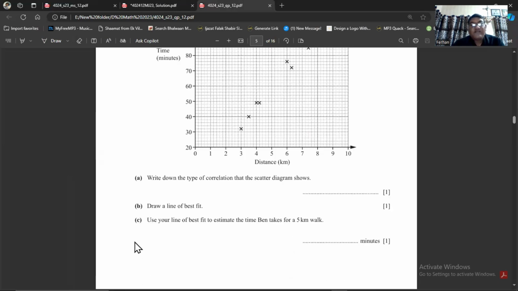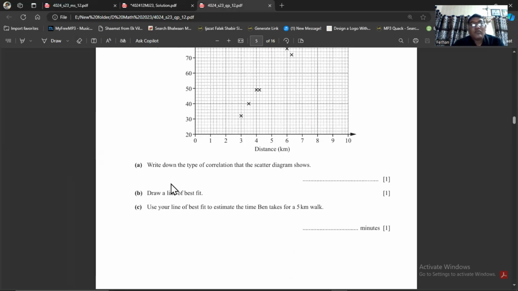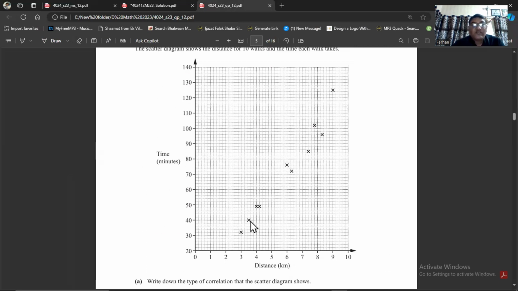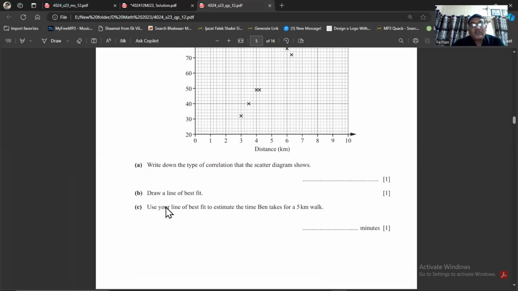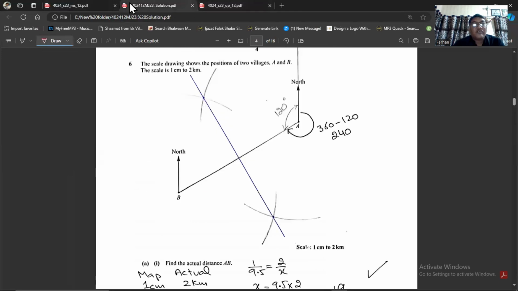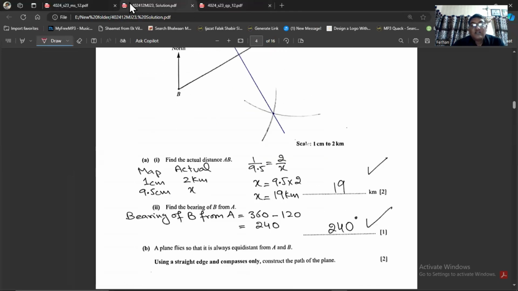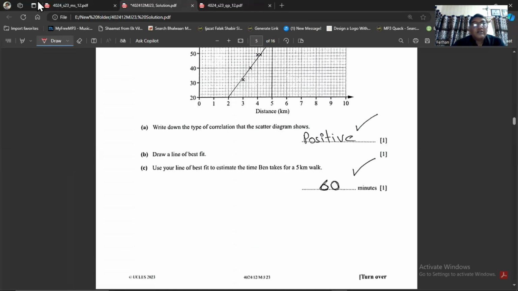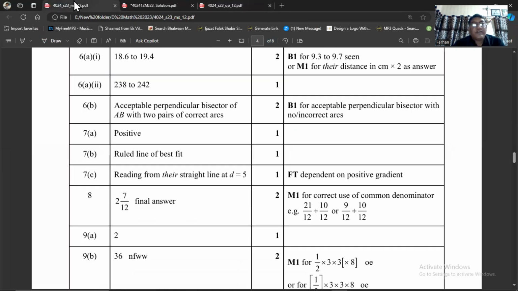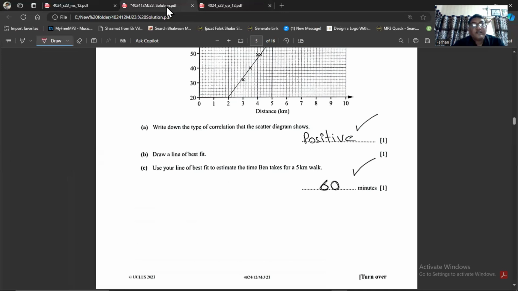Okay. Their first question is to write down the type of correlation that the scatter diagram shows. If you look at the pattern of the scatter points, you will see that it is going upward as you go to the right. So that means it's a positive correlation. So the relationship is positive.